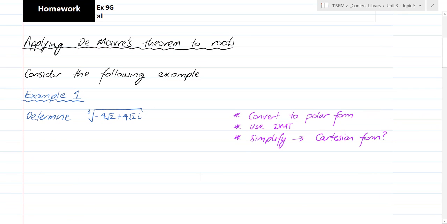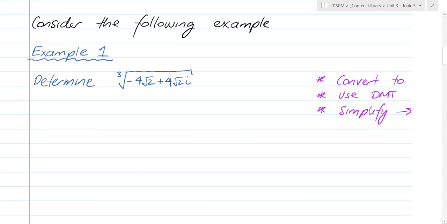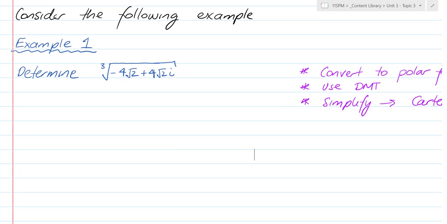And I've got my steps here. Convert to polar form, use de Moivre's theorem, and then simplify, maybe put it back in the original form depending on what the question's asking. So how do I put this in polar form? Into cis notation. What's that? Find r. What's r?